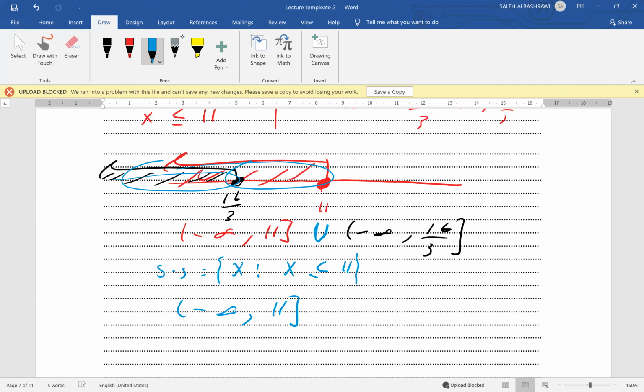So if we have or, we combine the two solutions together using the union of the two solutions. Minus infinity to 11 union minus infinity to 16/3 will give me minus infinity to 11. So this is how to solve compound inequalities. Find the solution set of the first inequality, find the solution set of the second inequality. If we have and, find the common solution using intersection. If we have the or connector, use union and add the two solutions together.